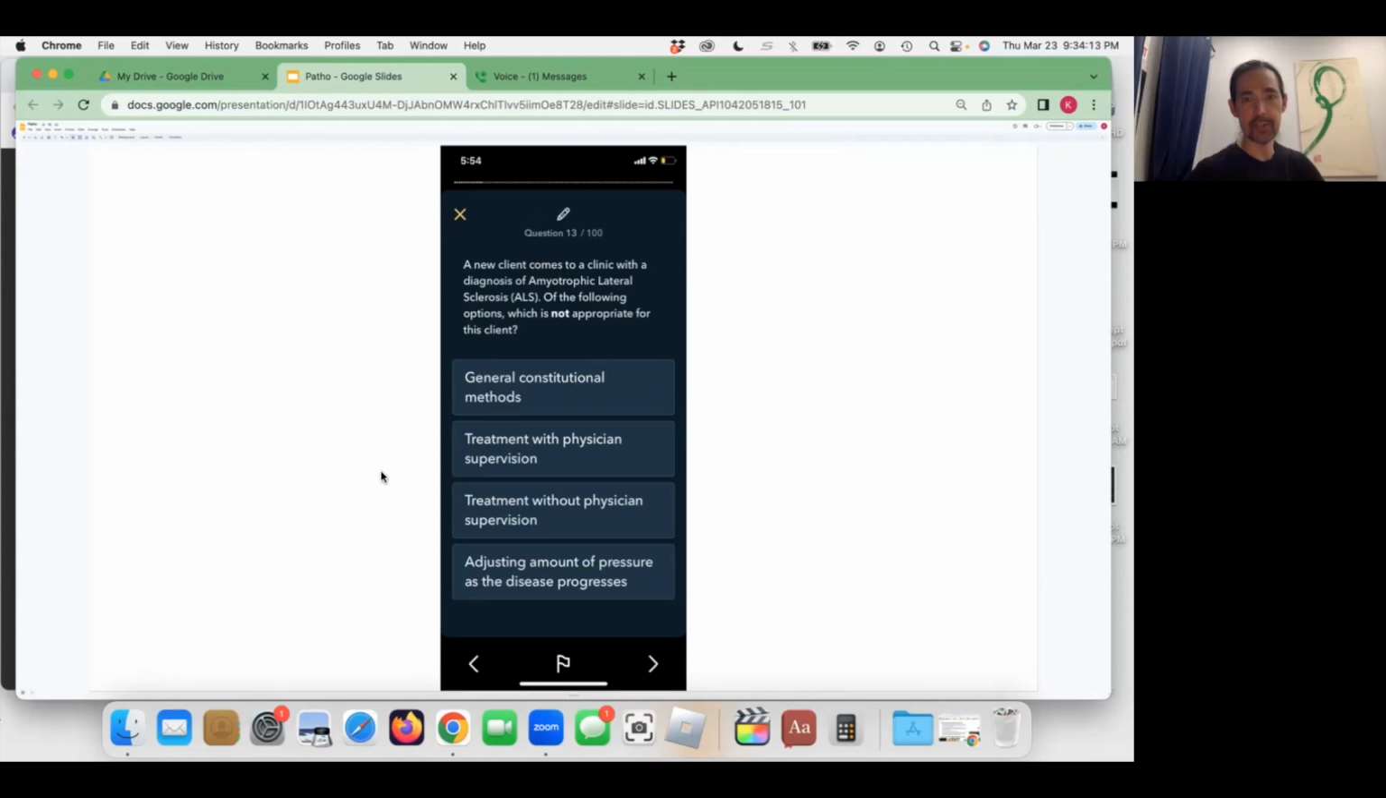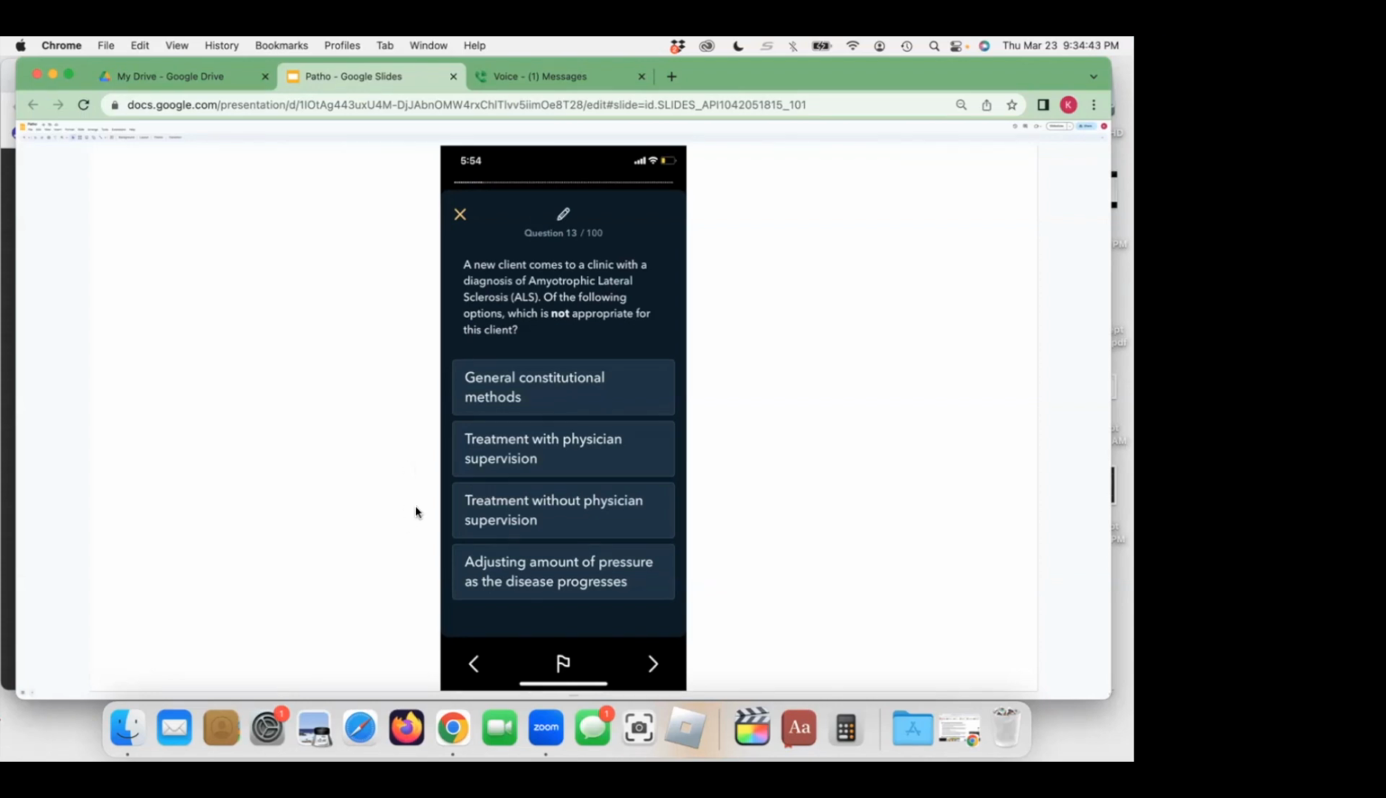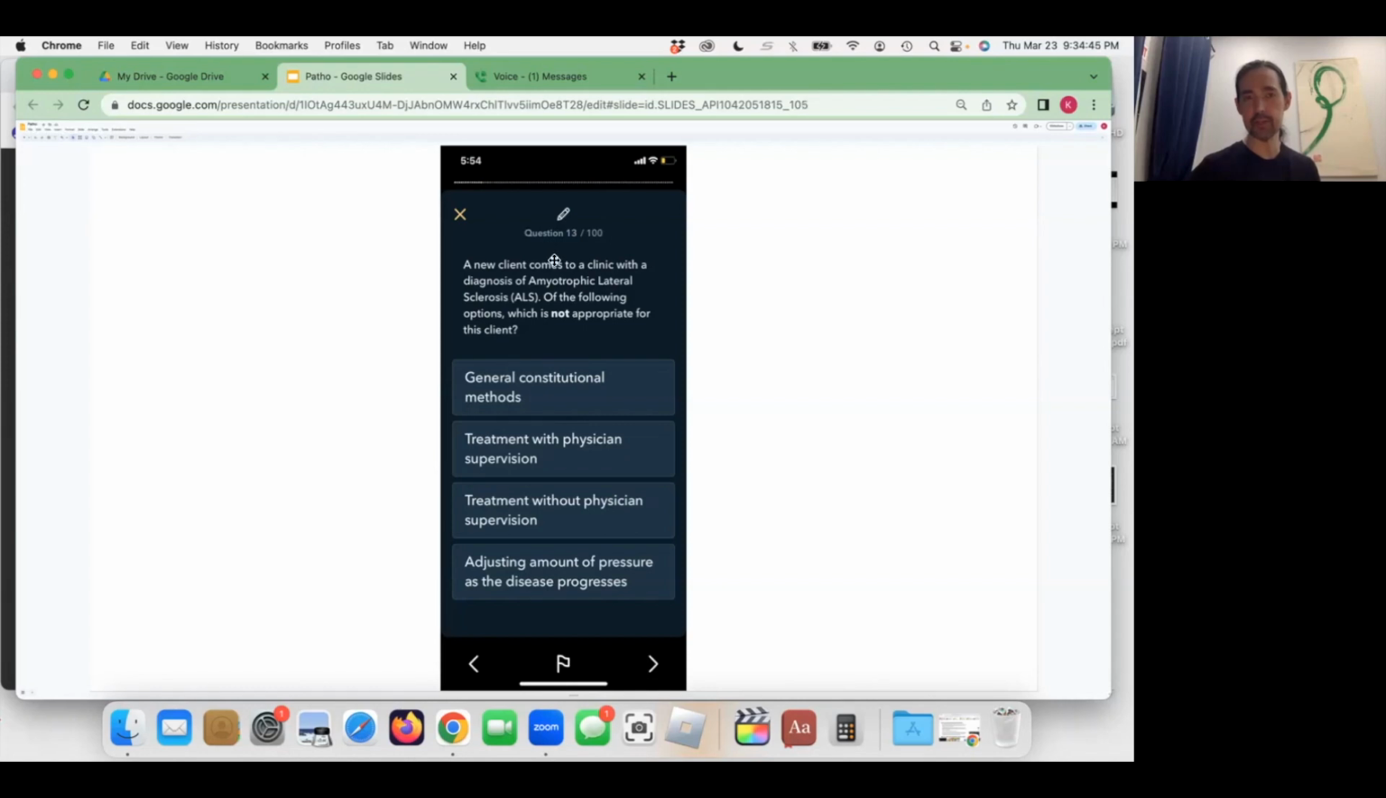A new client comes to a clinic with a diagnosis of amyotrophic lateral sclerosis, ALS, Lou Gehrig's disease. Of the following options, which is not appropriate for this client? General constitutional methods, treatment with physician supervision, treatment without physician supervision, adjusting amount of pressure as the disease progresses. Number 3, treatment without physician supervision? I think so, yeah.